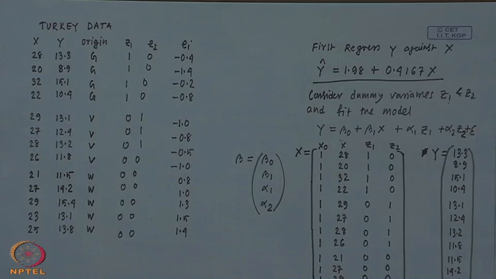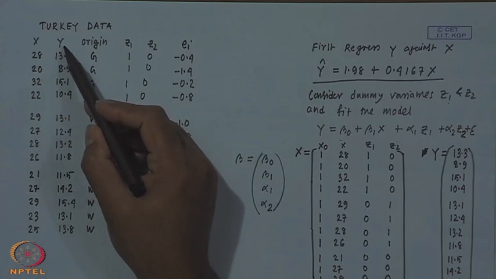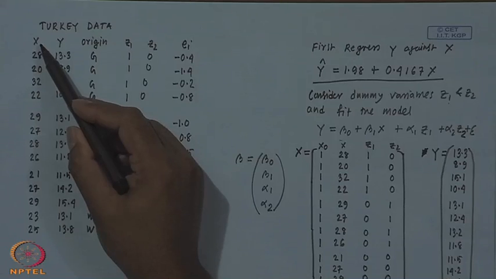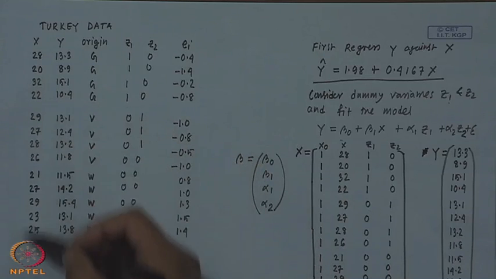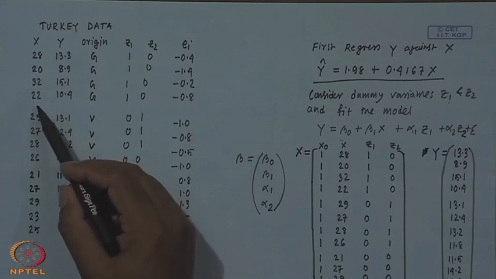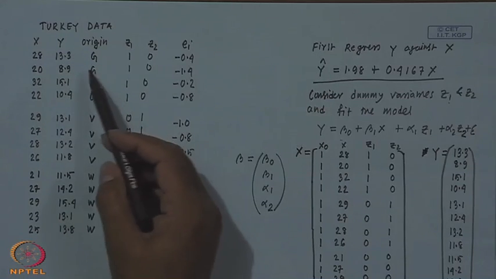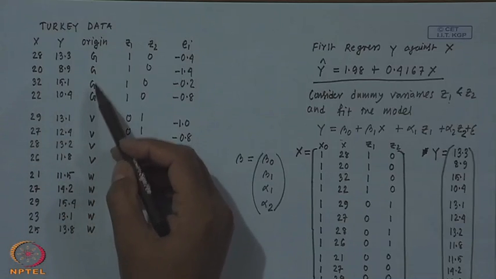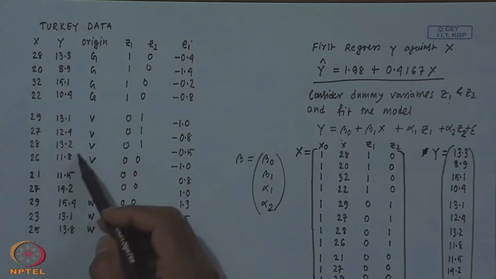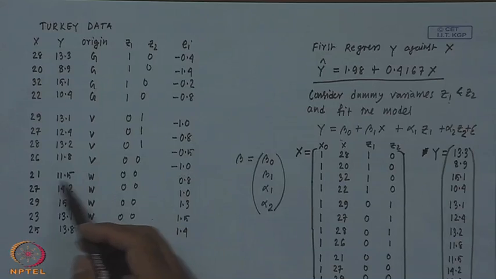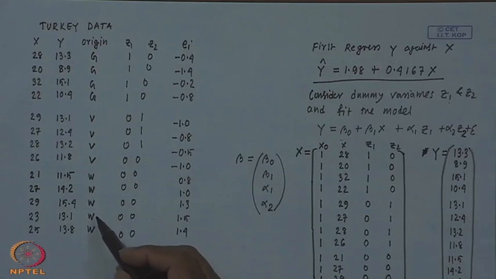Okay, so here is the data we considered in the previous class, and here the y is Tarki weight in pounds, and x is age in weeks. So we have 13 observations here, and we have three sets of data, I mean three blocks you can say. These four data originated from Georgia, similarly these four from Virginia, and these five data are from Wisconsin.